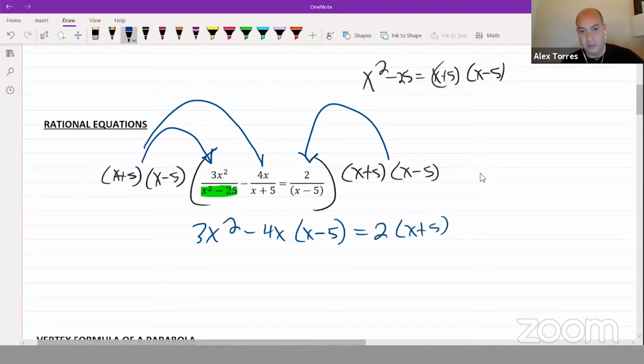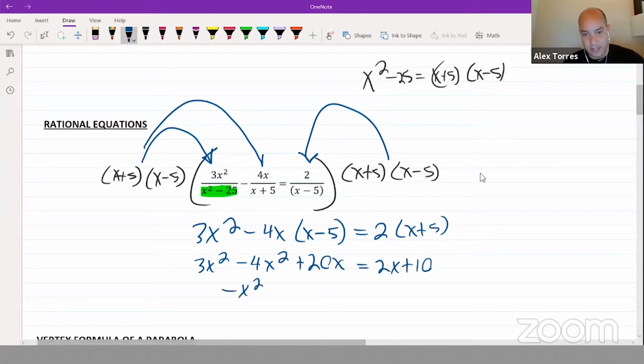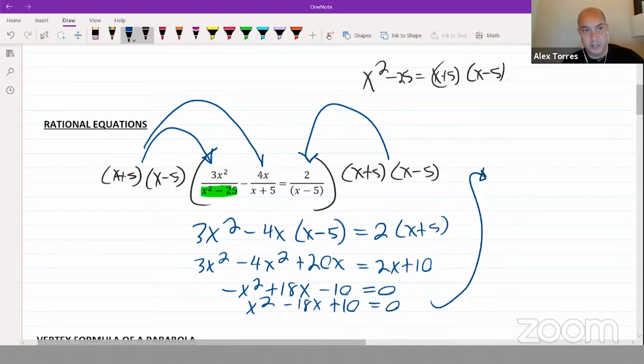So this is the setup you get when you do it sort of the easiest possible way. And then from here, it's a regular quadratic that you're solving. For a quadratic, you get one side equal to 0. So negative x squared, taking away 2x from both sides, plus 18x minus 10 equals 0. And you want the x squared term to be positive. So x squared minus 18x, rather, plus 10 equals 0.